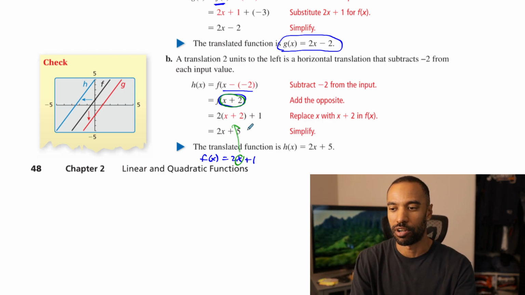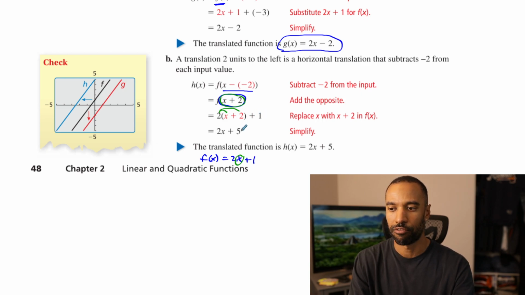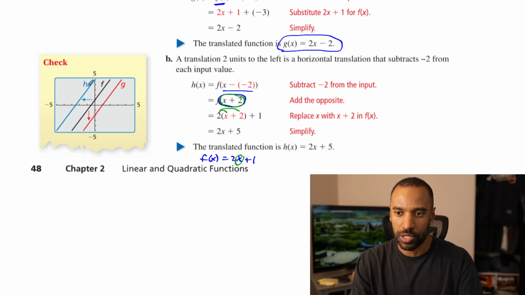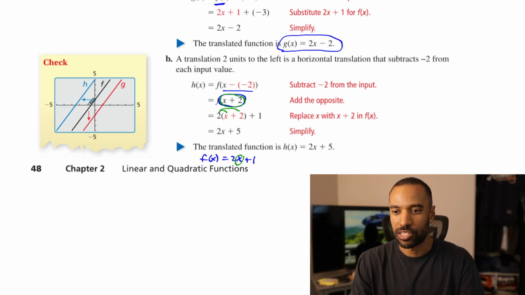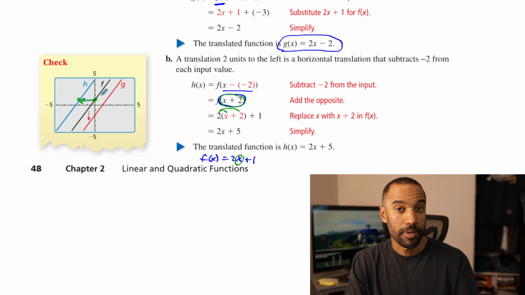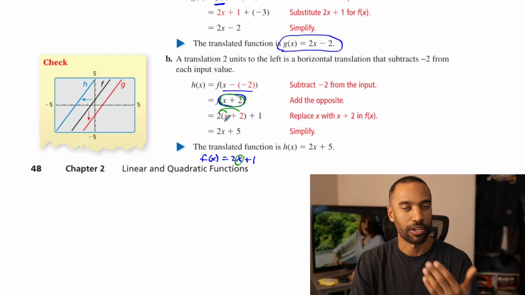The simplified version of this, of course, is you distribute 2 into these. You get 2x plus 4 plus 1, and 4 plus 1 is 5, and you get 2x plus 5. So this is the new equation of that. If you see this graph, 5 is the y-intercept. It goes down to the left 1, apparently, to fit it in this window. And that's the same thing as taking this graph of f and translating it 2 units to the left. Now, you might be confused still, and I understand if you are, but part of it is understanding things regarding function notation.